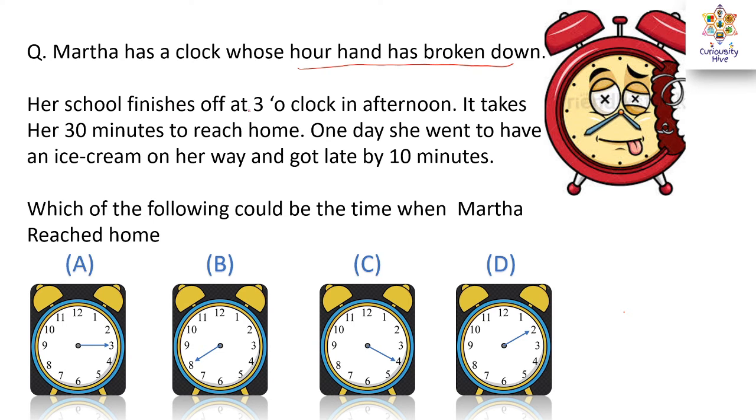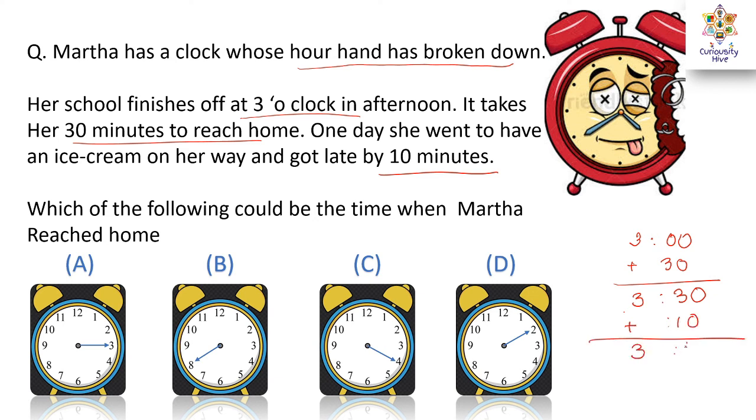Now the first clue tells us that her school finishes at 3 o'clock. So 3 is the time I'll write here. It takes her 30 minutes to reach home. So at this point, let's add 30 to the time, which will give us 3 hours 30 now. And then one day she got late by 10 minutes. So further 10 minutes to the time, which is 3 hours 40 minutes. Hence we know that the minute hand is pointing to 40, which would be 8, because 5 times 8 is 40. So that's how we solve this question.